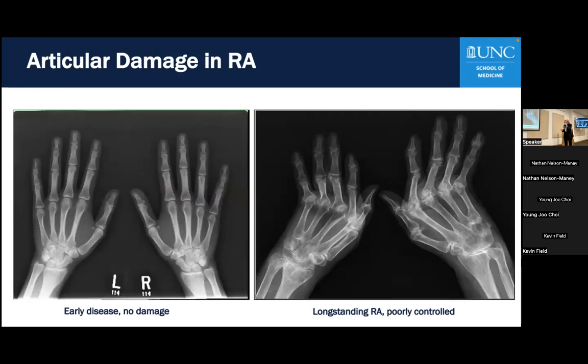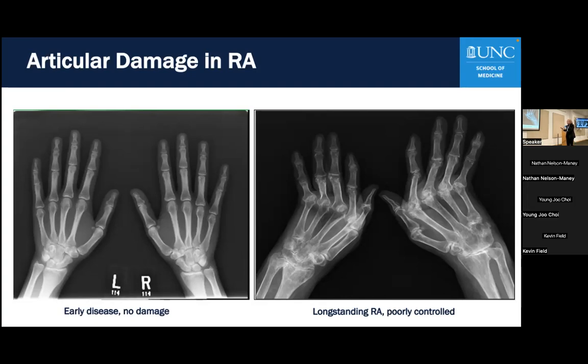And these are some x-rays of patients with rheumatoid arthritis. This is a patient with pretty early disease. It really doesn't have any joint damage that we can ascertain. There may be a little bit of something we call periarticular osteopenia, or loss of bone mineral density here at the joints, but otherwise these hands look a-okay.